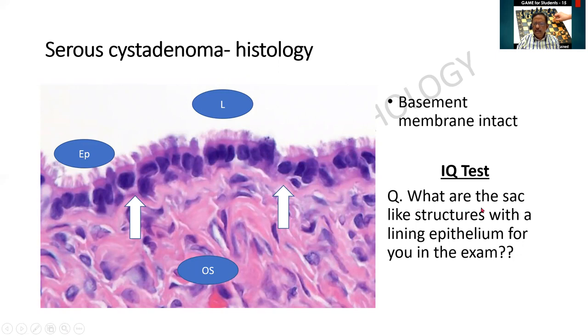Otherwise, what are the sac-like structures that are kept for you in the examination? You people should know. Make a list of it. And for me, probably the urinary bladder can be one, or the ovarian cyst. Very unlikely that you will be given another cystic lesion.